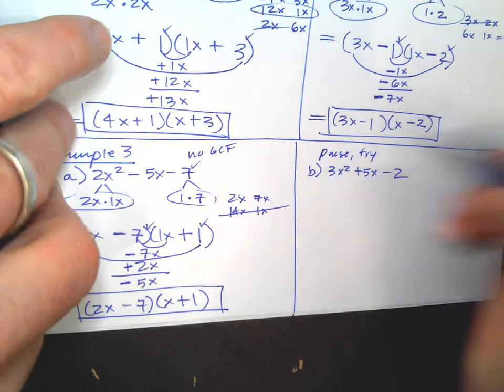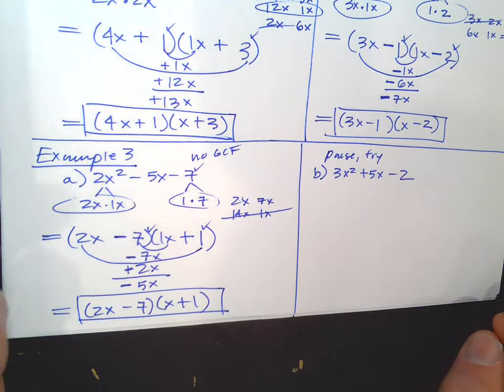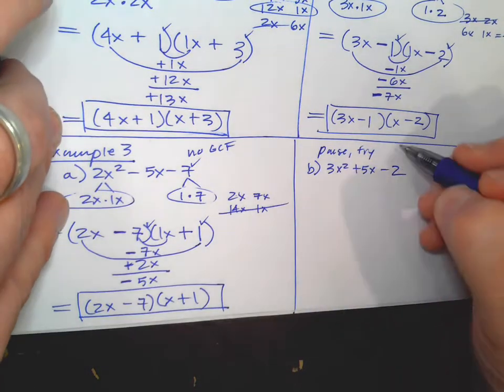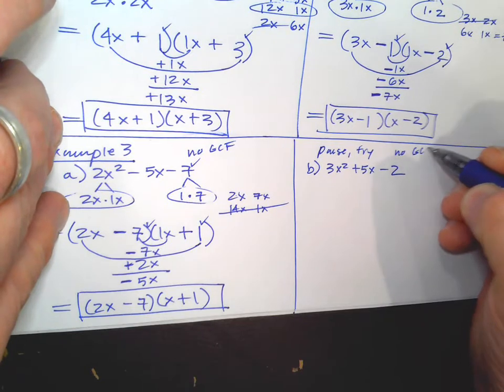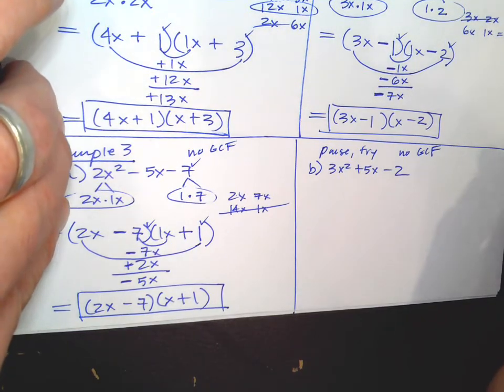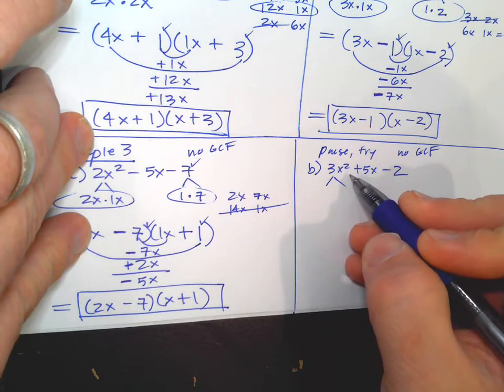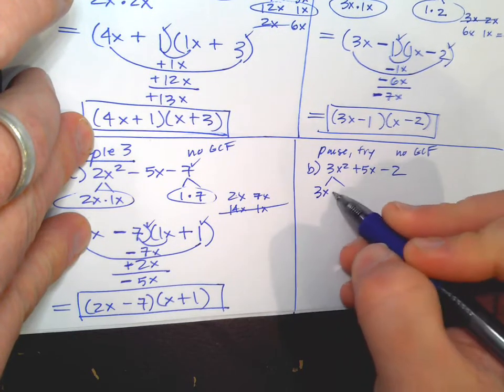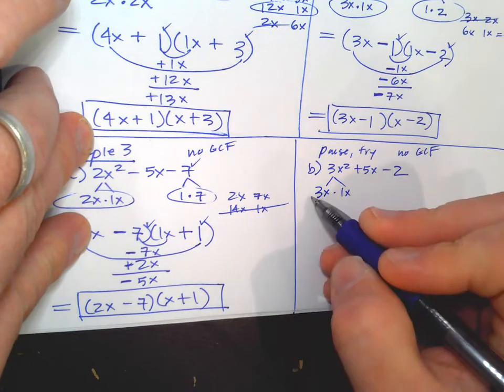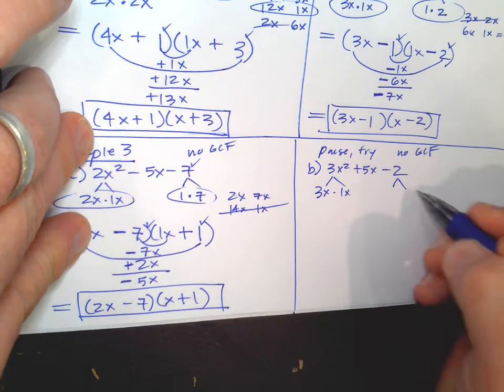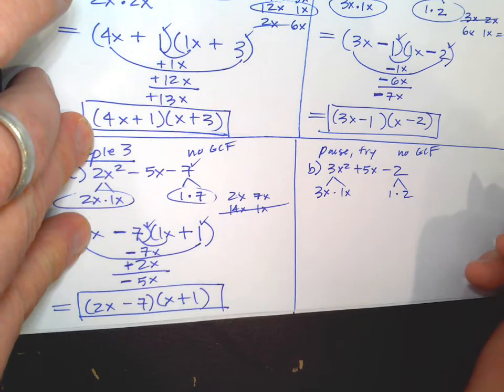Okay? All right, assuming that you've tried it, we look at it, there is no GCF. Okay. All right, that's fine. So pair of numbers that multiply together get 3x squared. Well, that's 3x and 1x. That's the only possibility. Or you could say 1x and 3x, whatever. How about 2? 1 times 2. Only possibility. So this is our only shot.